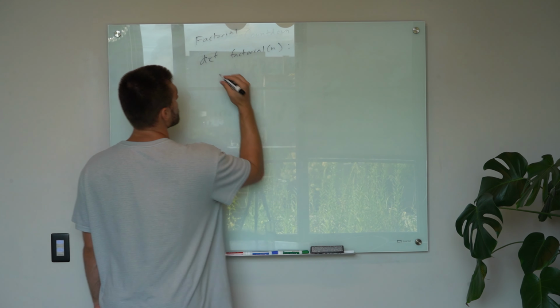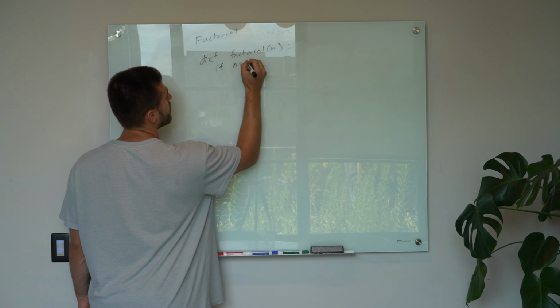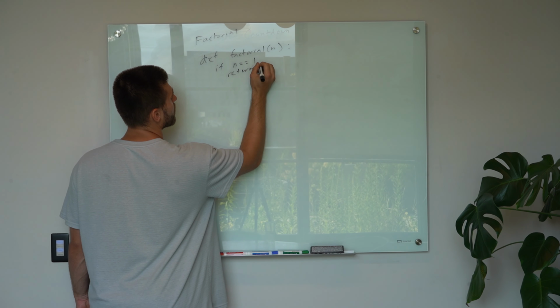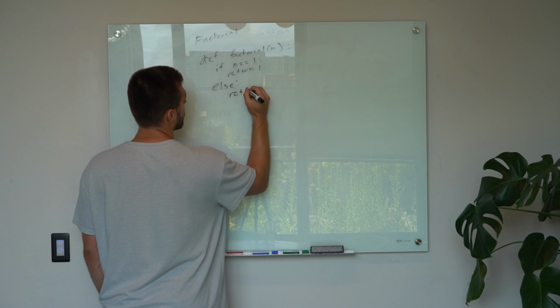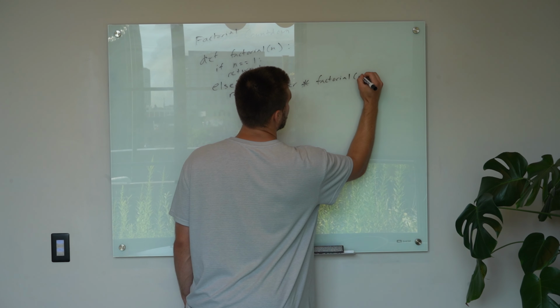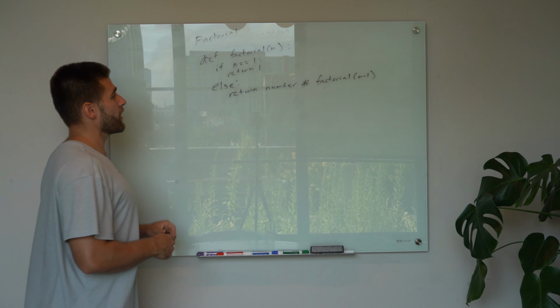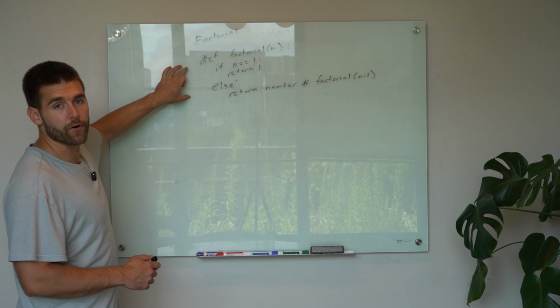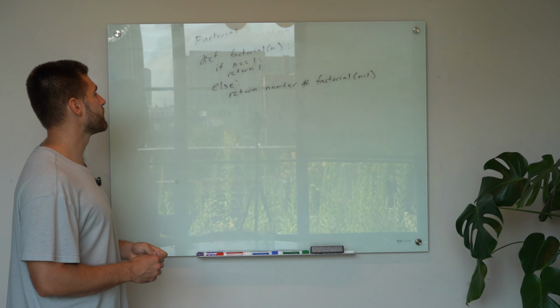So if we were to calculate a factorial in Python, we could do something like this. We'll have n be our number. We'll say if n equals 1, we'll return 1. Else, return number times factorial n minus 1. So if we look at this code, I think at first glance, it's a little bit confusing to read.